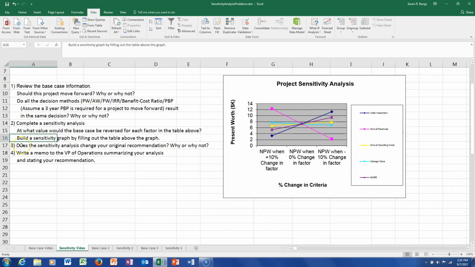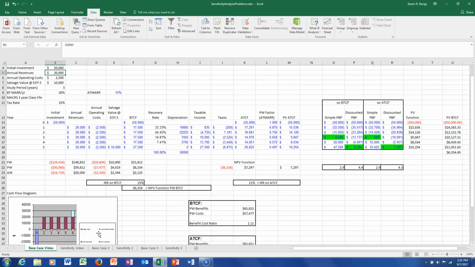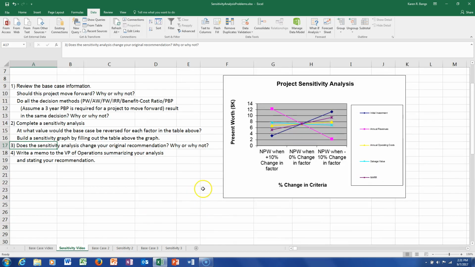And then what I want you to do is, based on the sensitivity, does your original recommendation change? In this case, our original recommendation was to move forward with the project because we had a positive present worth. Now, after looking at this, I would decide whether the sensitivity of the revenues, for example, or the initial investment changes my mind. If it's so sensitive that only a small change would reverse my decision, then maybe I would say don't go ahead with it.